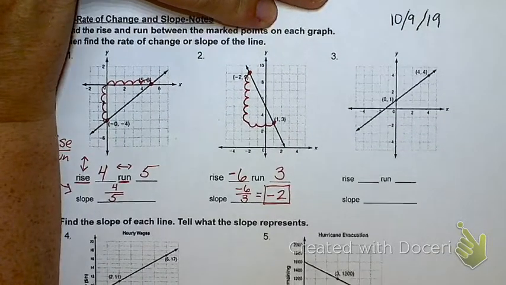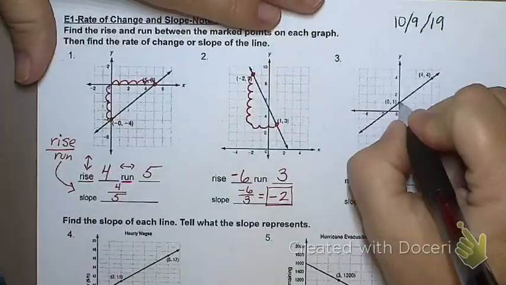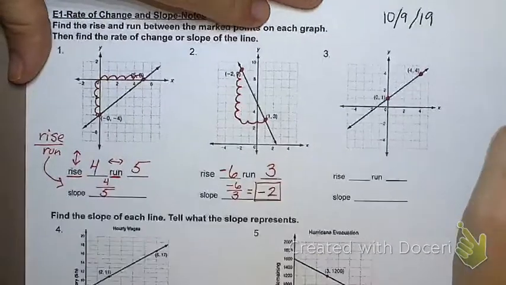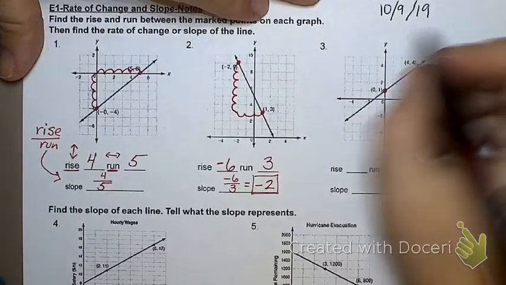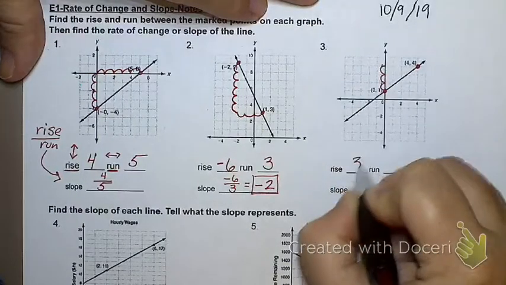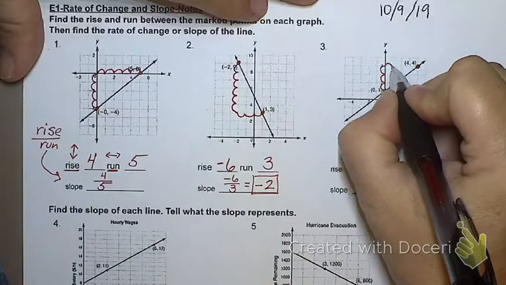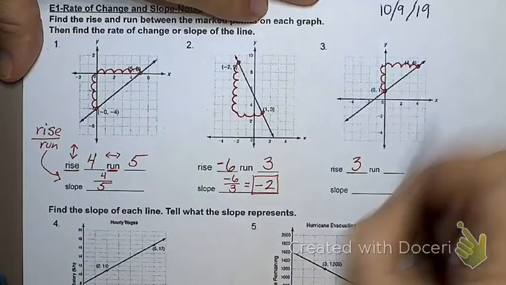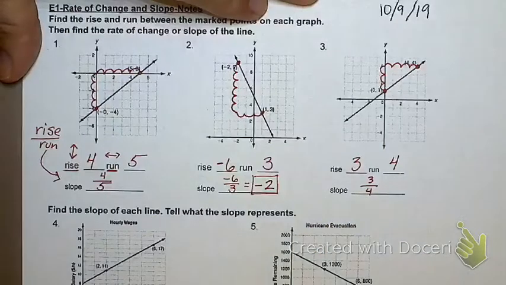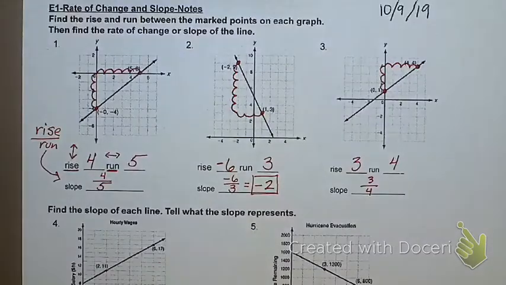Okay. All right. What about here? Uphill or downhill? Uphill. What does that mean about my rise? It's going to be positive. How far are we rising? 1, 2, 3. And how far are we running? 4. So what's my slope? 3 over 4. Getting the idea? That should be a review from last night.